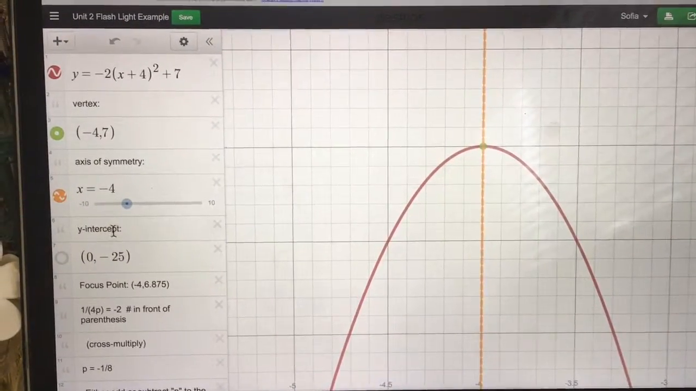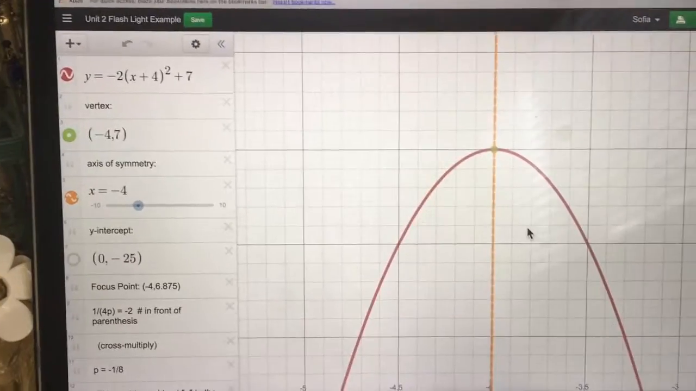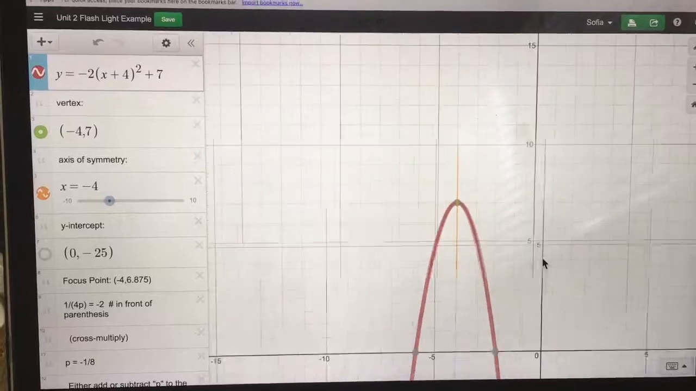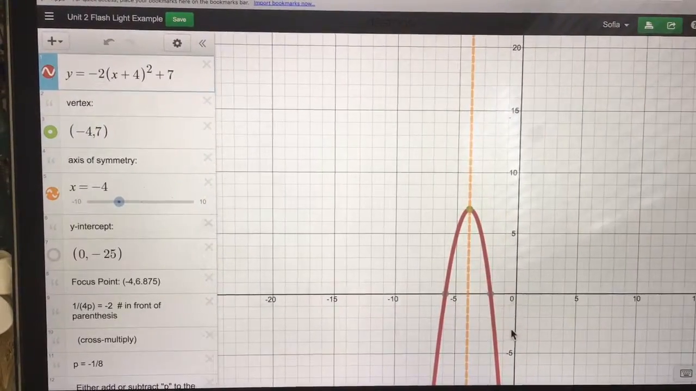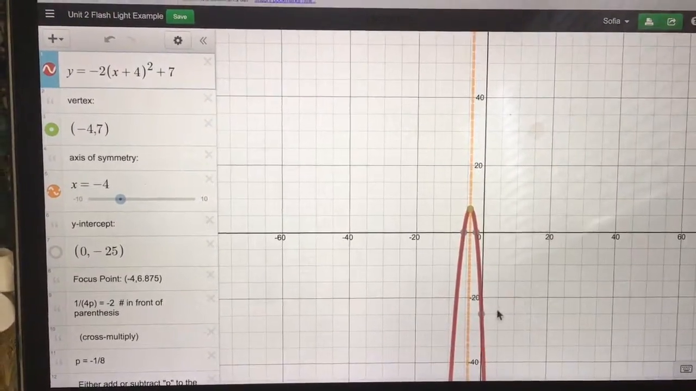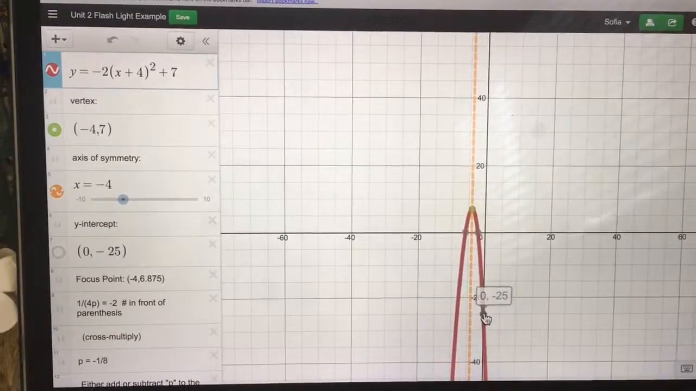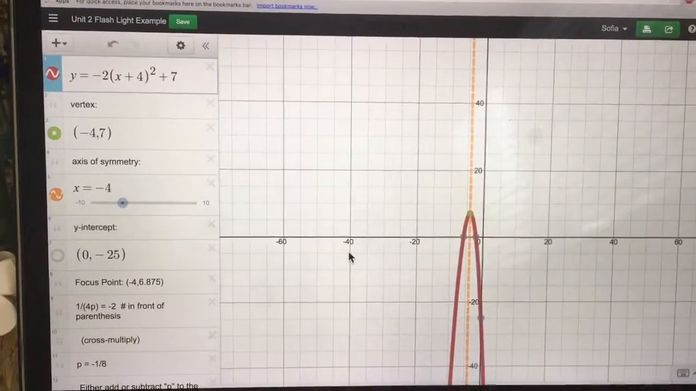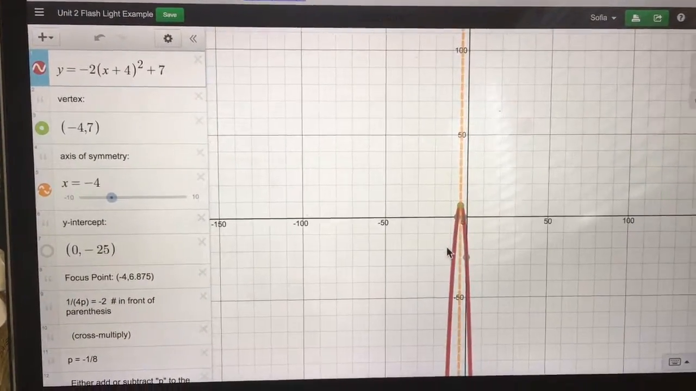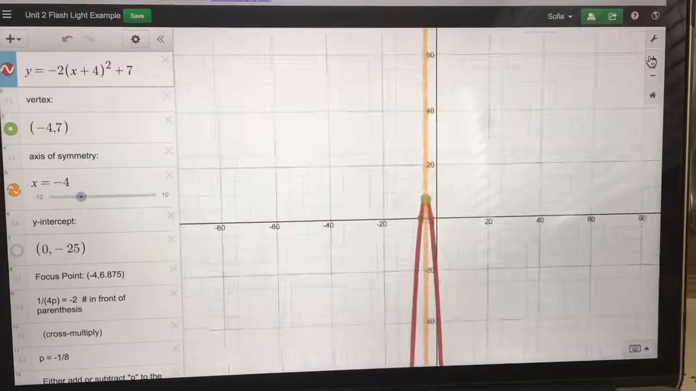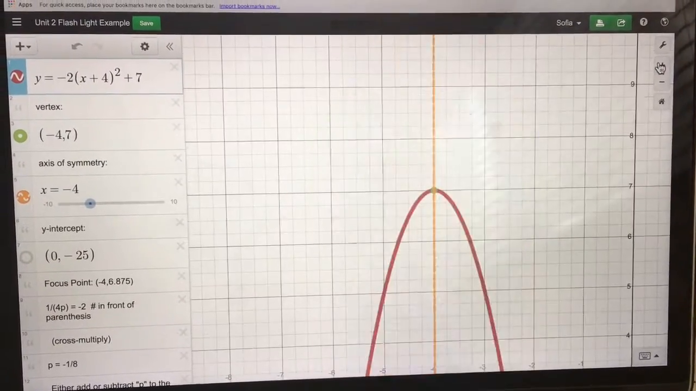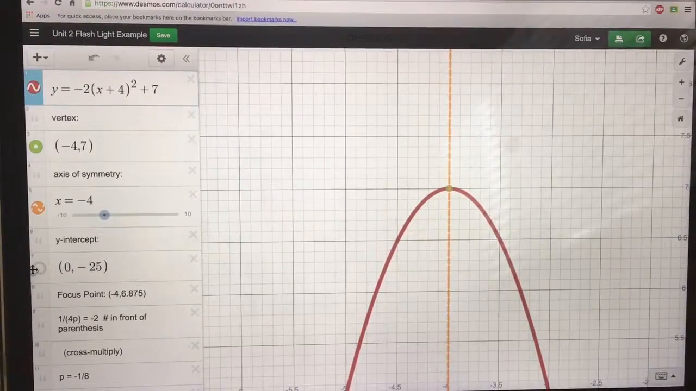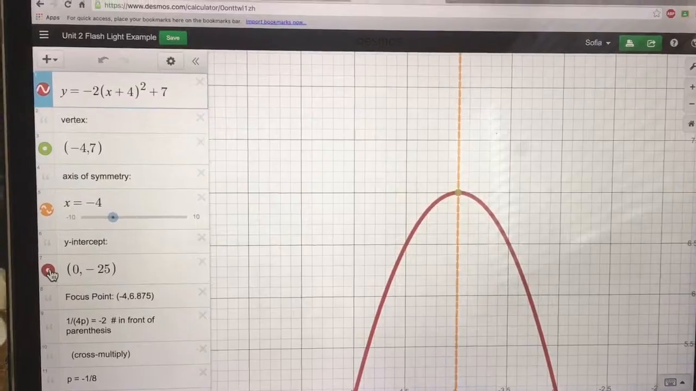Then the y-intercept. Now you can tell this by zooming out a lot. You have to see where this curve touches the y-axis, which is here. So here you can tell what we're given. That's (0, 25), and I'm going to put that there. Okay, then we zoom back in. Okay, so there we are, and I'm going to turn on the y-axis.